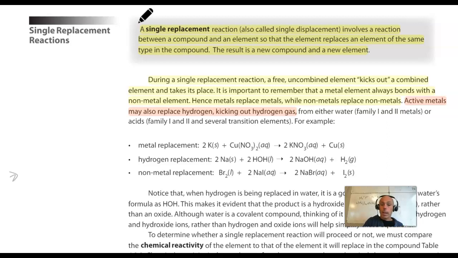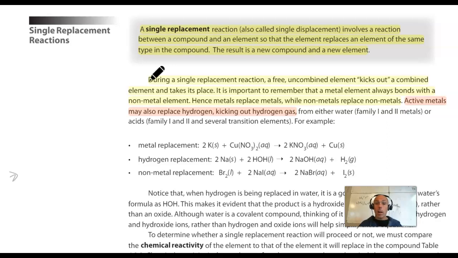So if the element that's by itself is a metal, it will replace the metal in the compound and form a bond with the nonmetal that was there. And if the element that's by itself is a nonmetal, it will replace the nonmetal in the compound, forming a bond or a compound with the metal that was originally in the compound. And that's what it says down here, is that during a single replacement reaction, a free, uncombined element kicks out a combined element and takes its place.